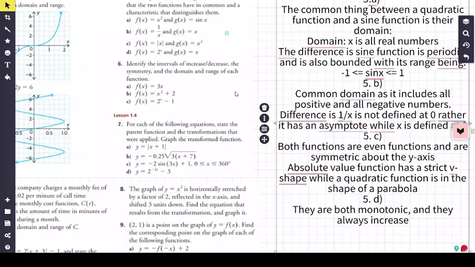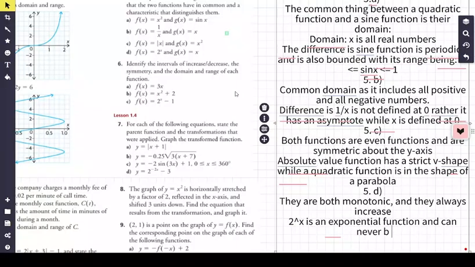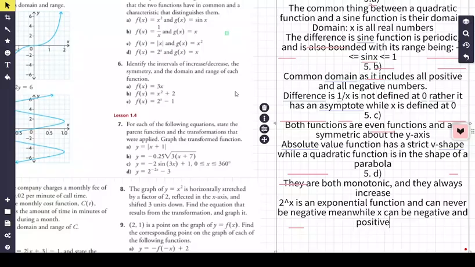Now, what's the distinguishing part? 2 to the power of x is an exponential function and can never be negative. Meanwhile, x can be negative and positive.